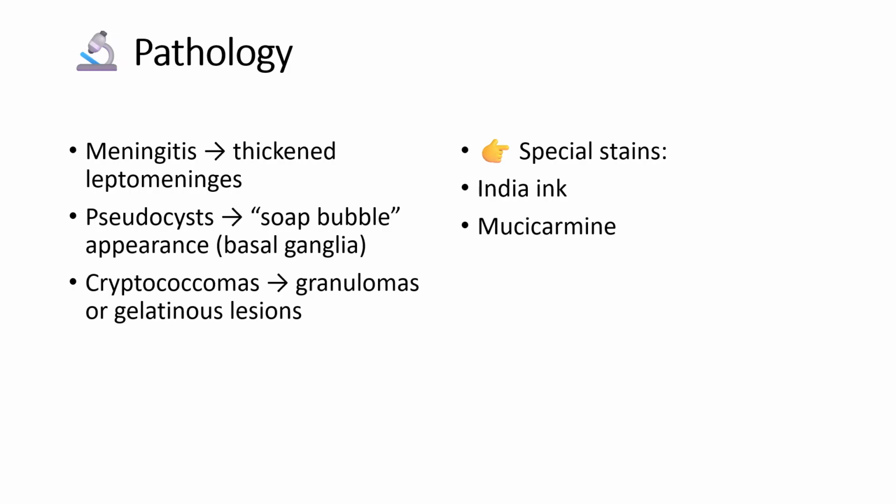Pathology. If there is meningitis, thickened leptomeninges are seen. If there is cryptococcosis, soap bubble appearance of basal ganglia is seen. Sometimes cryptococcomas can be seen, like granulomas or gelatinous lesions. Special stains can be used like India ink stain and mucicarmine stain.